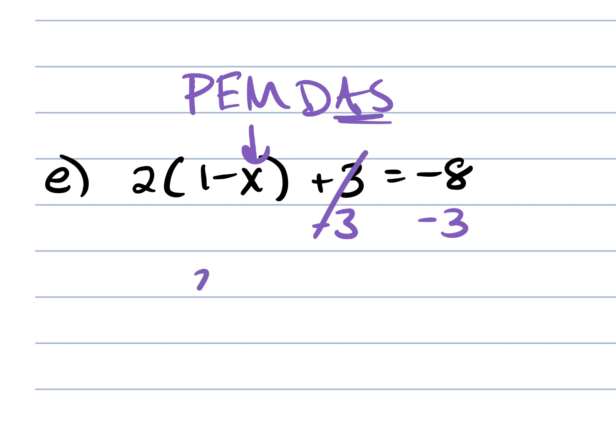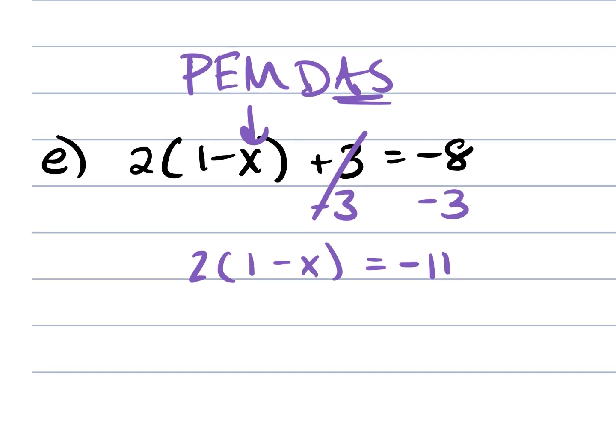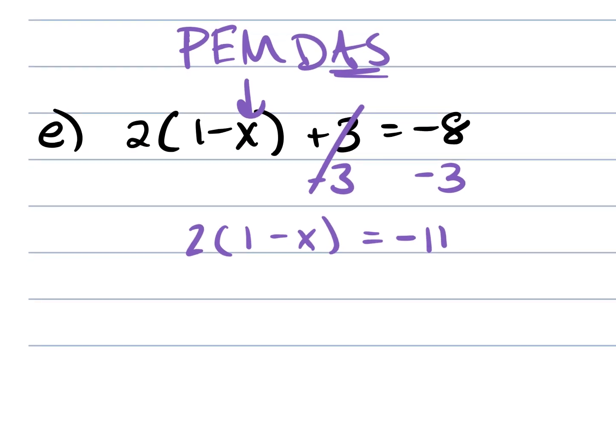So that cancels out. So I have 2 times 1 minus x is equal to negative 8 minus 3, which is negative 11. Next, I'm going to move on to multiplication or division. So 2 is being multiplied by 1 minus x. So I'm going to divide both sides by 2 to get it to cancel out on the left. So I have 1 minus x is equal to negative 11 over 2.